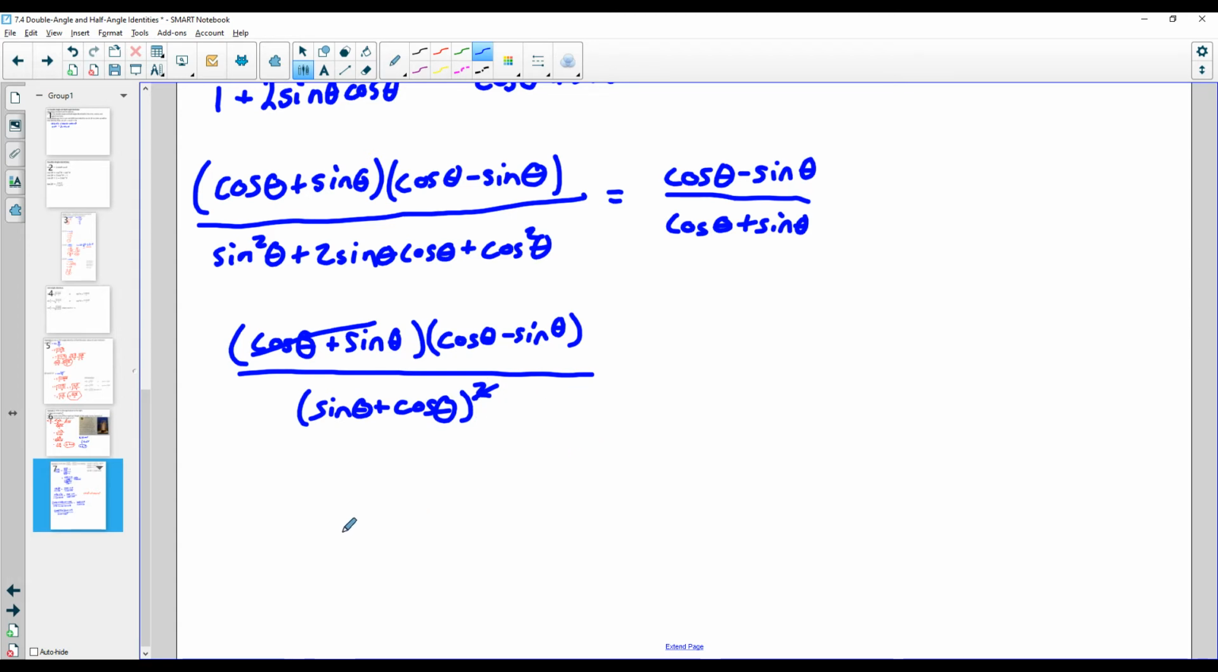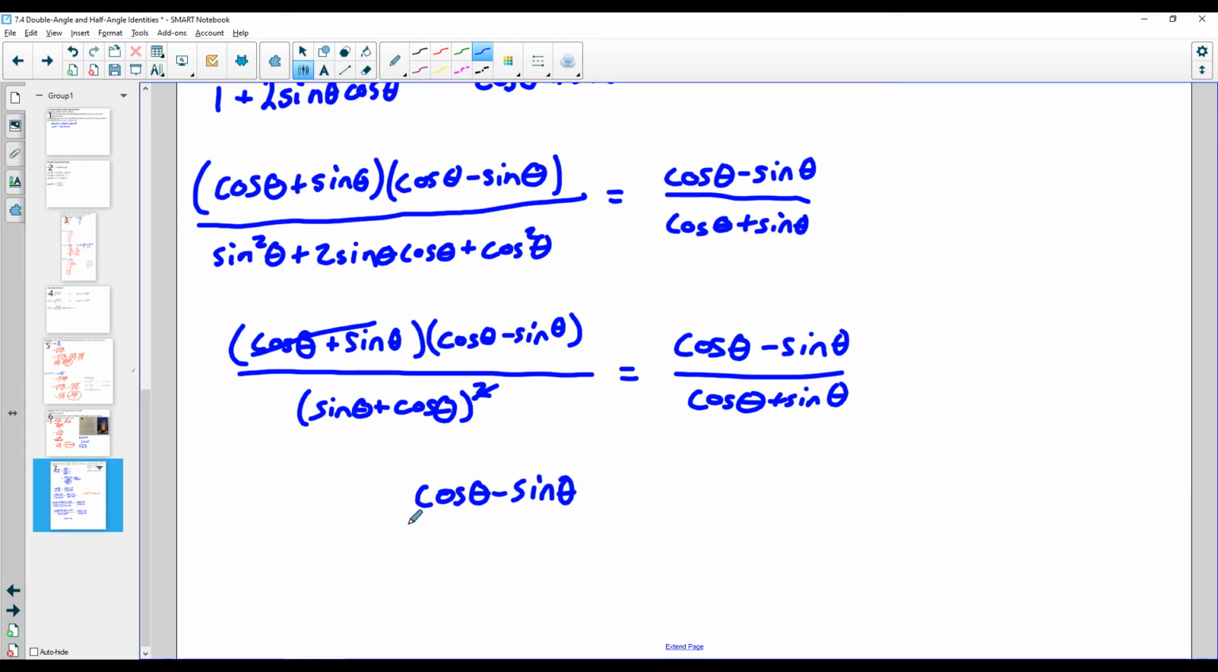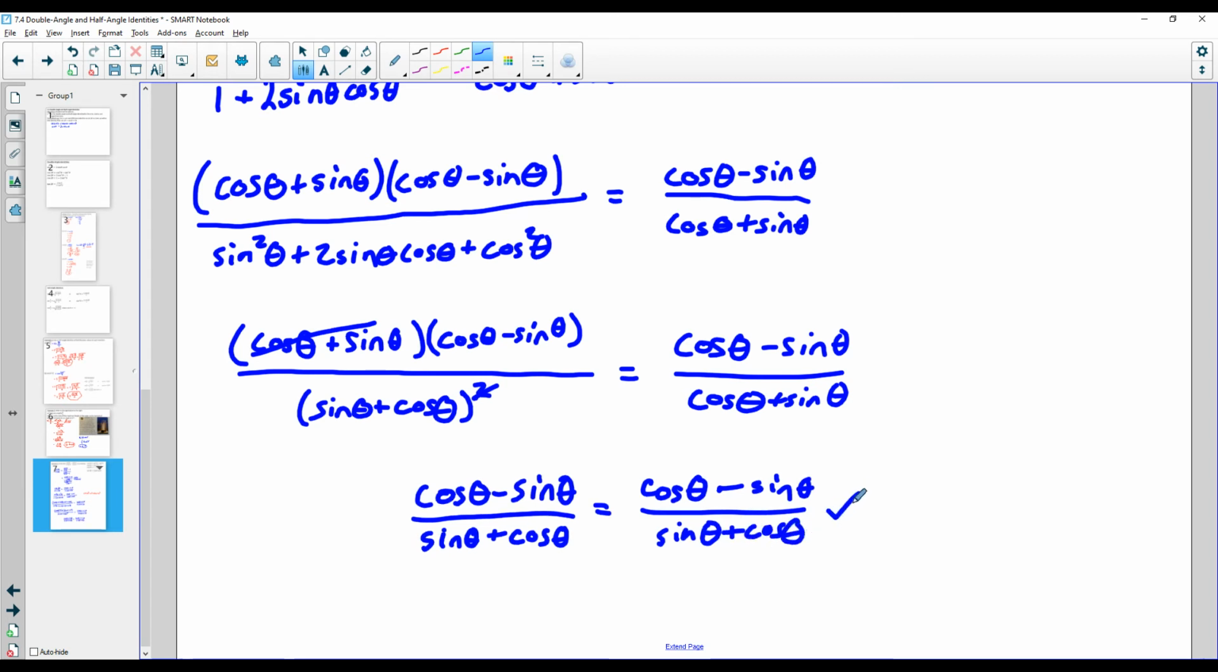It's really times itself twice. And then we really end up, after those are canceled, showing that this is in fact an identity, because we can just rewrite cosine plus sine in the bottom over here to sine plus cosine, or vice versa. And hey, look at that, they're the same and they check out.